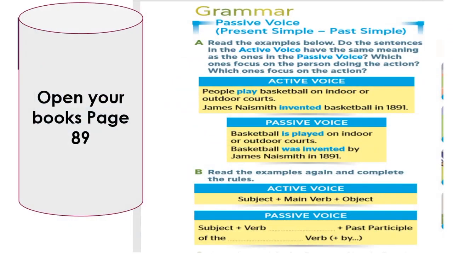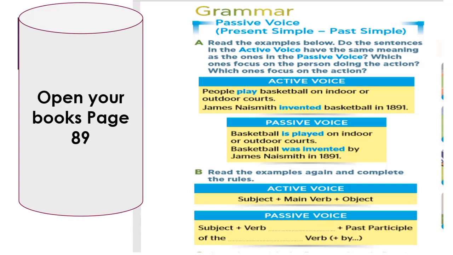Now look at your student's book. Student's book page 89. Open your student's book page 89 at the passive voice in the present and the simple past. Read the examples below. Do the sentences in the active voice have the same meaning as the ones in the passive voice? Which ones focus on the person doing the action? Which ones focus on the action itself?